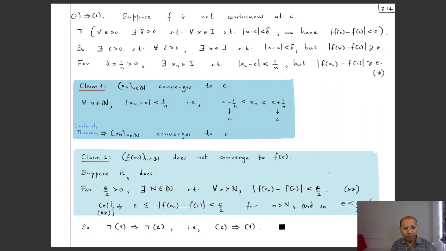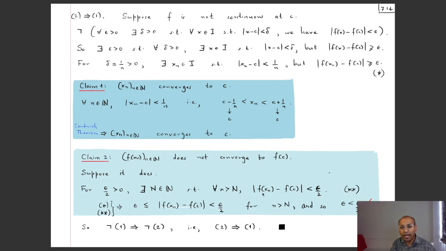Suppose f of xn converges to f of c. Then no matter what distance you give me, there's a large enough index such that beyond that index the nth term is closer to f of c within that distance. Let's take the distance to be epsilon by 2, so that we get a contradiction with this one. Epsilon by 2 is certainly a positive number, and since we have assumed that this sequence is convergent with limit f of c, there should exist some index capital N such that beyond that index the distance of the nth term to f of c is smaller than epsilon by 2.